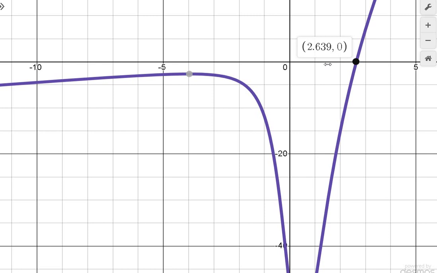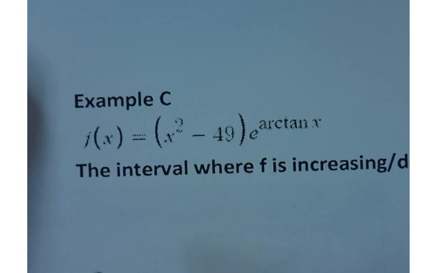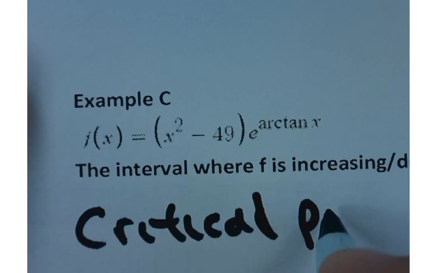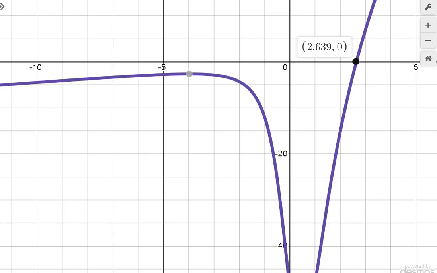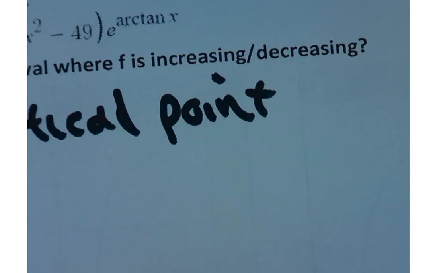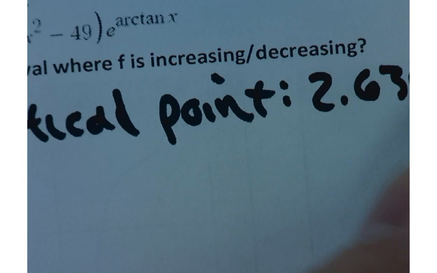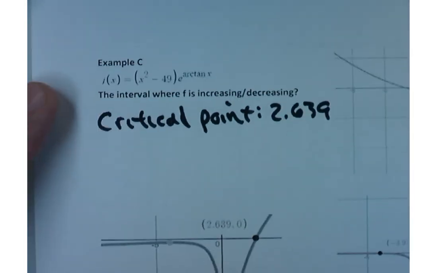If you're asked to find a critical point, that's just where the graph of the derivative is zero. So critical point, 2.639. Okay, great. And we see that right here.